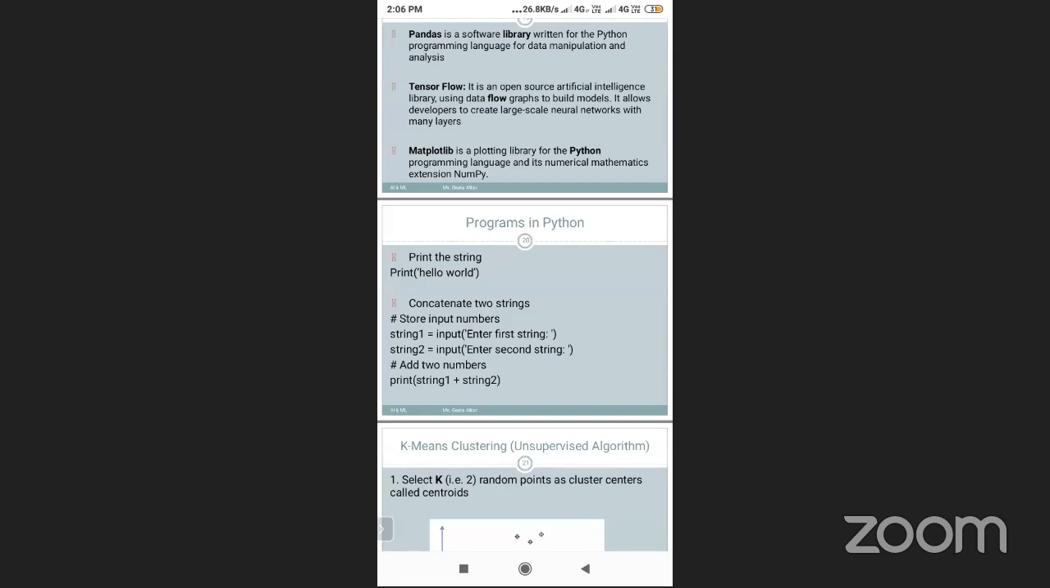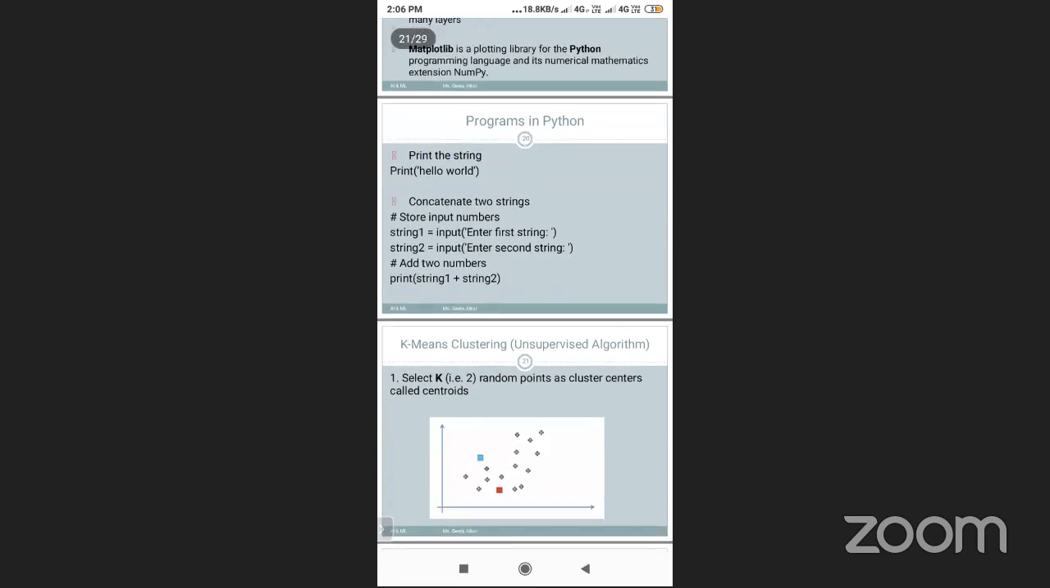String 1 means the variable which I have used here is equal to input. Like in case of C, we use scanf for taking the input. Here in Python, we can use input and then enter the first string. Suppose I enter the first string as SAH, and string 2 as YOG. Input again means I am taking the second input, and then print string 1 plus string 2. By using that, my name will automatically get concatenated. This is just a general example I have given for the Python language.